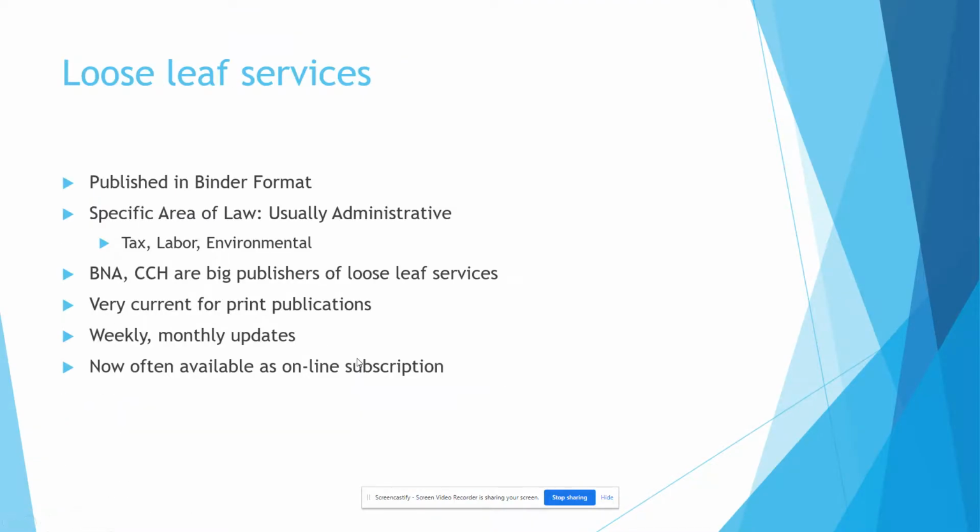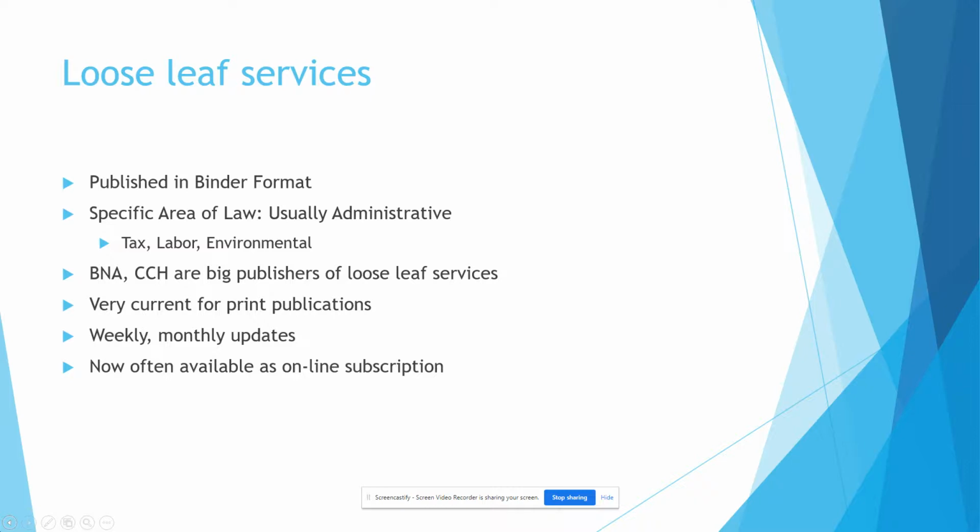Okay, the next one I want to talk to you about is loose leaf services. So think of like a binder, right, with a bunch of little loose leaf pieces of paper in there. So this is probably a multi-volume set on a specific area of law, usually something that's administrative. So there's a lot of rules and regs that are coming out all the time. Think tax, environment, labor. BNA, Bureau of National Affairs, and Commerce Clearinghouse, which is also known as CCH, are the big publishers of these loose leaf services. When I was back in college, I worked in a law library, and one of my jobs was these things would come in the mail.